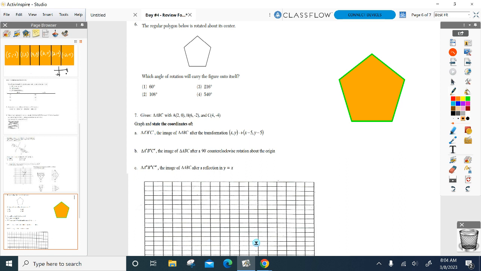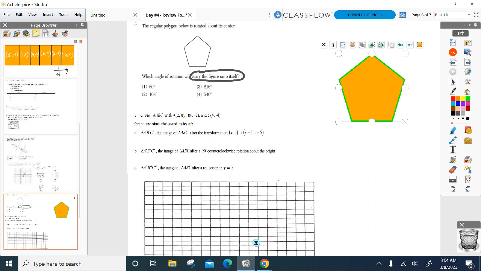Regular polygon, just a reminder from unit 4, way back in the day: a regular polygon has all sides and all angles the same measure. Which angle of rotation will carry the figure onto itself? First of all, what does it mean to carry a figure onto itself? Here's what it means. I want your help.